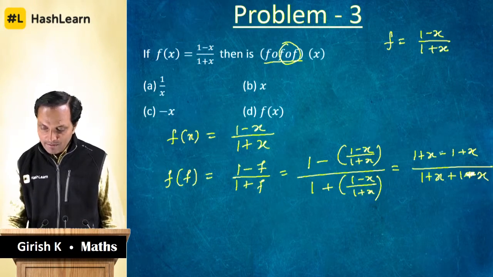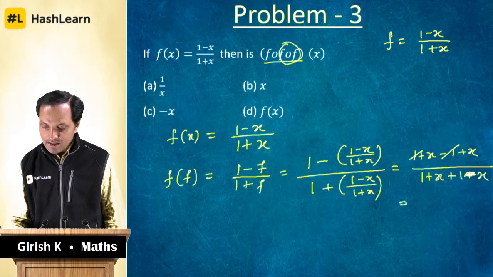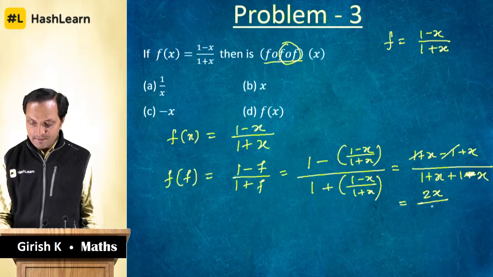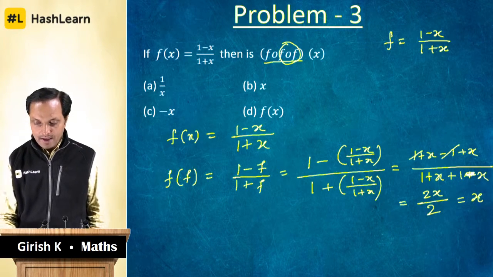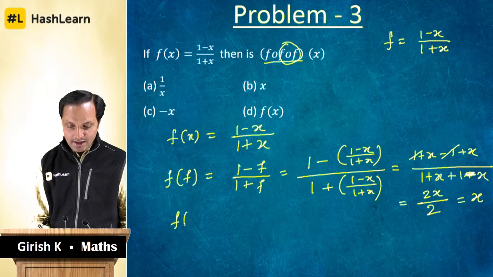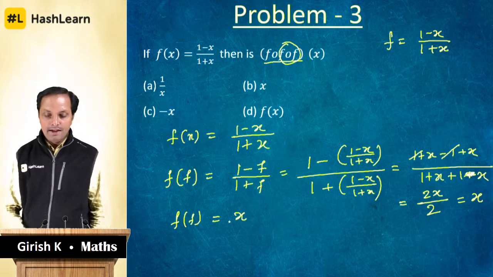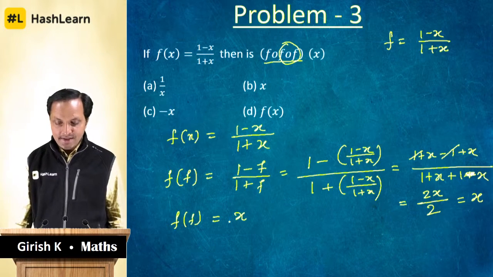If you do the simplification, plus 1 minus 1 cancels. You will be getting 2x. X plus x is 2x. यहाँ पे minus x plus cancels, you will have x. So you are getting f of f as x. F of x as x.